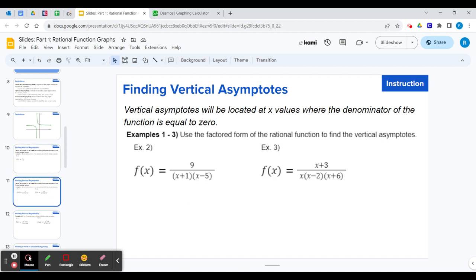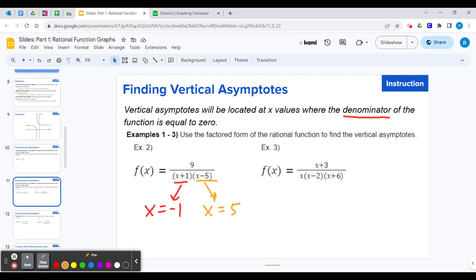In example 2, we have f of x equals 9 divided by x plus 1 times x minus 5. Based on inspection of our formula, looking just at the denominator, I have x plus 1 equals 0, which tells me I should have an asymptote at x equals negative 1. And I have x minus 5 as a factor, so I'm going to have an asymptote at x equals positive 5. Let's check that out in Desmos and see if that works.